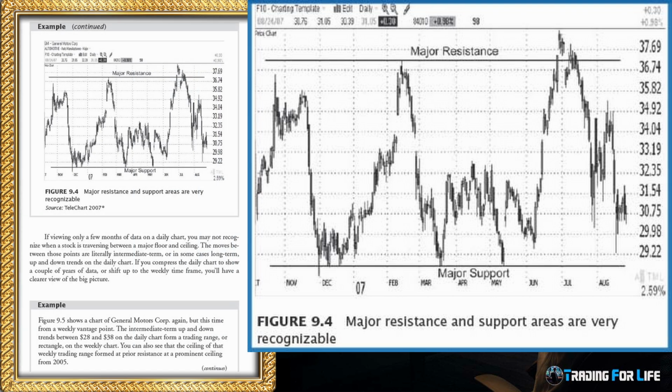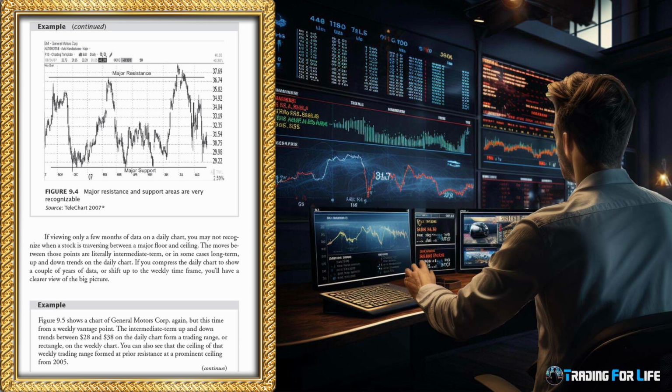If viewing only a few months of data on a daily chart, you may not recognize when a stock is traversing between a major floor and ceiling. The moves between those points are literally intermediate term, or in some cases long-term, up and down trends on the daily chart. If you compress the daily chart to show a couple of years of data, or shift up to the weekly time frame, you'll have a clearer view of the big picture.